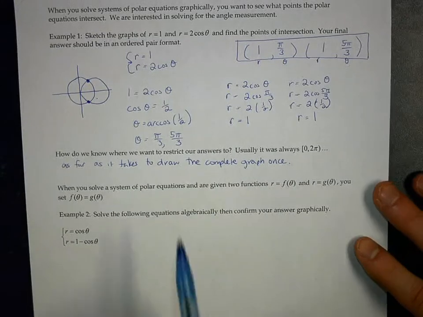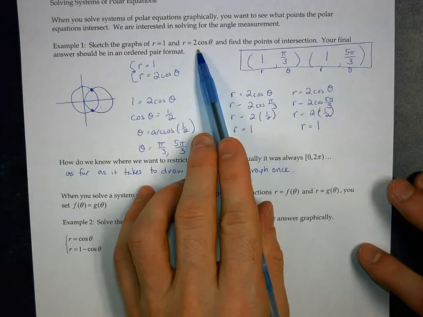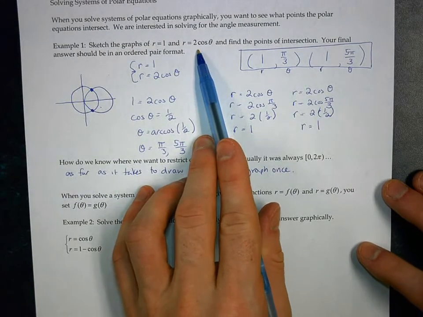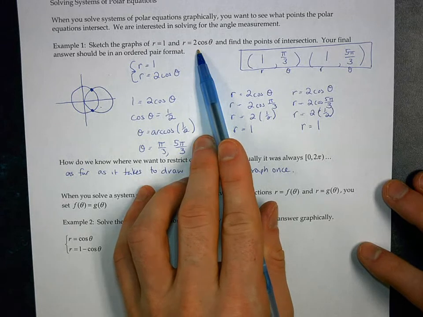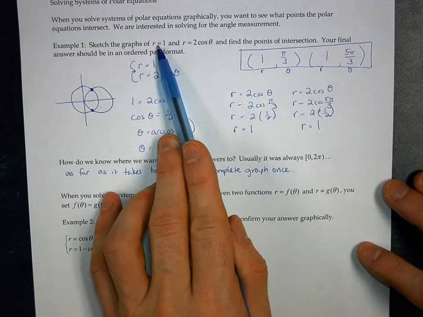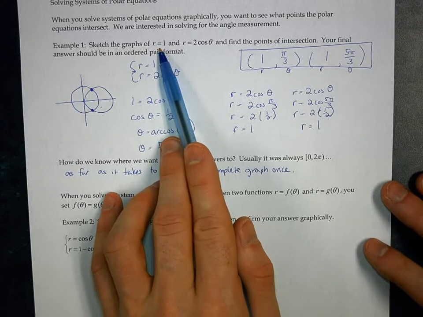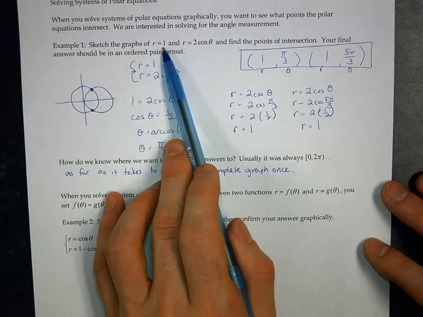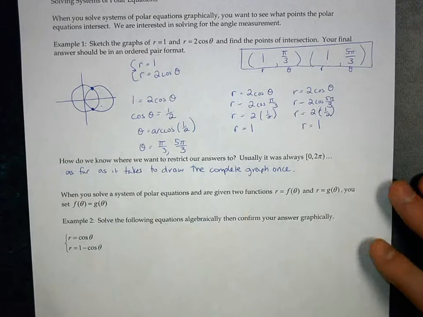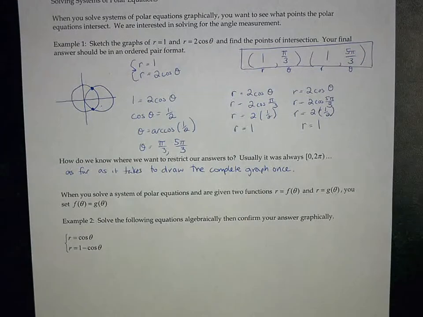If I look at r equals 2 cosine theta, I can draw the complete graph in 0 to pi. Here though, with r equals 1, I need 0 to 2 pi in order to get the full picture. So I've got to go with 0 to 2 pi for both of them in order to get the full picture. You've got to take whatever domain is going to produce the full picture, and that's the one that you are going to work with.